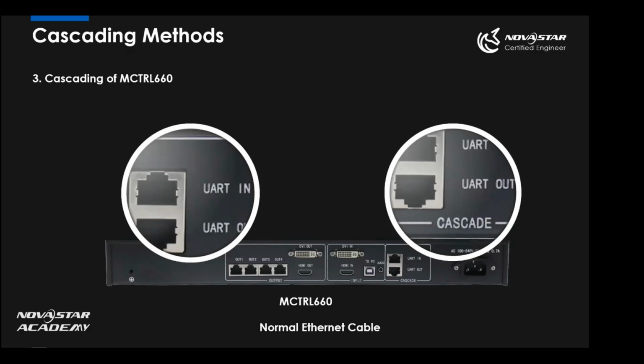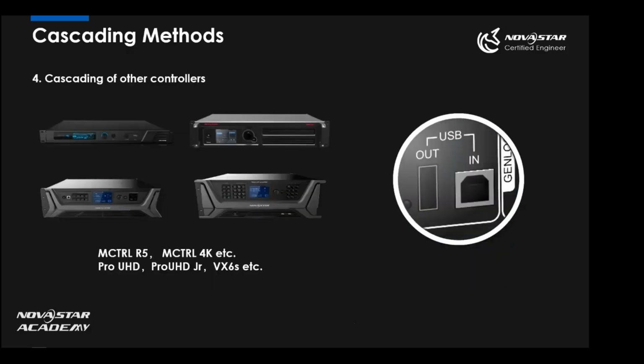The final one is the controller like M Control R5, M Control 4K, and the all-in-one controller Pro UHD, Pro UHD Junior, VX4S, VX6S. We start to use the USB cable to do the cascading because sometimes the Ethernet cable is easy to be found, but it's also easy to be broken. So we choose the USB cable to do the cascading. As we can see, it also has a USB in and USB out.